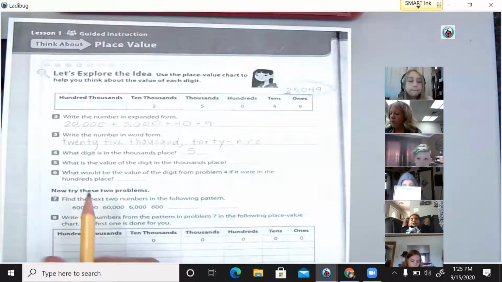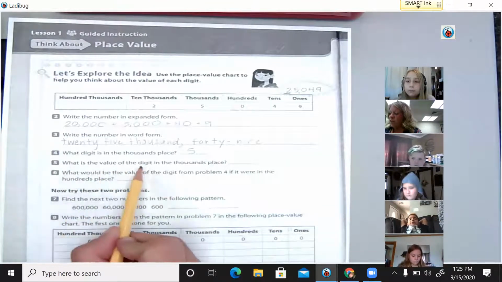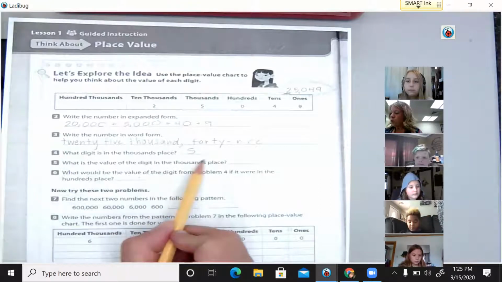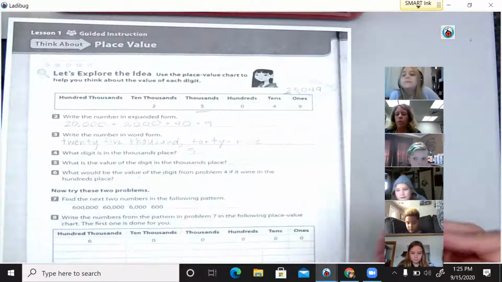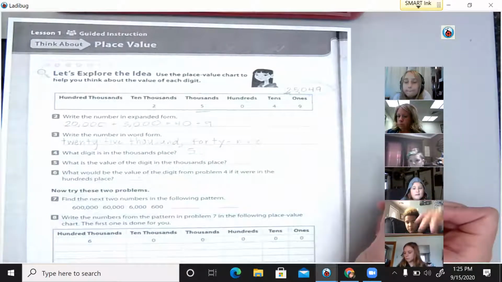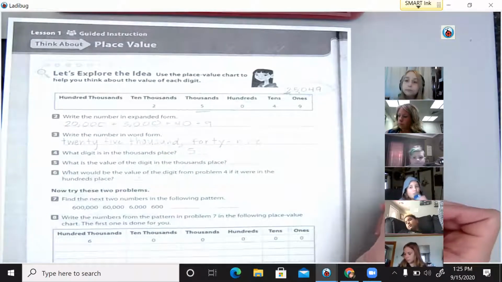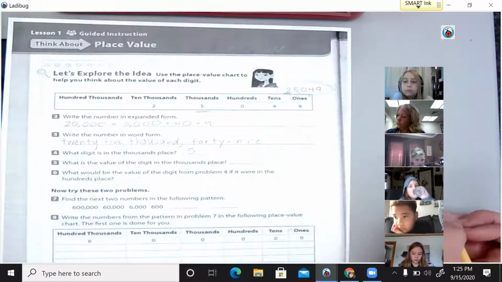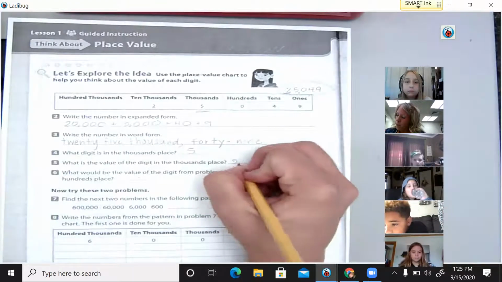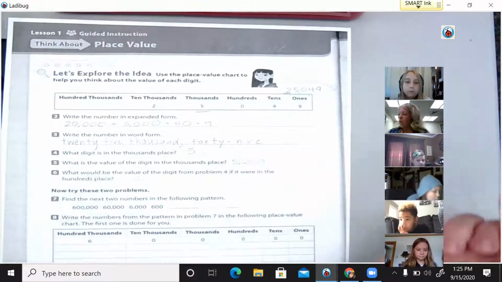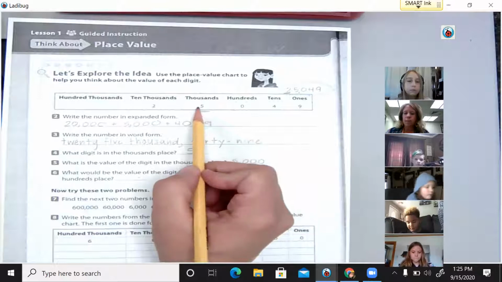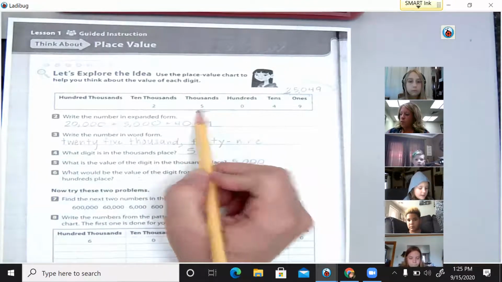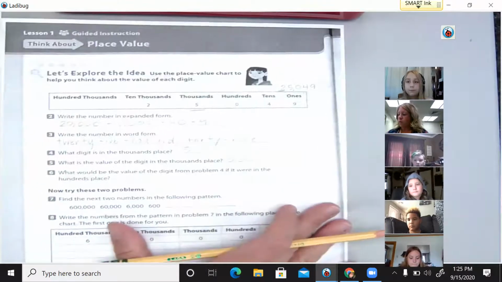Nina, let's go ahead and try number 5. What is the value of the digit in the thousands place? So we know that the 5 is in the thousands place, but we want to know what it's worth. It's worth 5,000. Very good. And boys and girls, a little trick to help you. Any question that asks you the value, you just go to the place that is, since this is in the thousands, you keep that number the same and you replace the rest with 0, and that will give you its value.